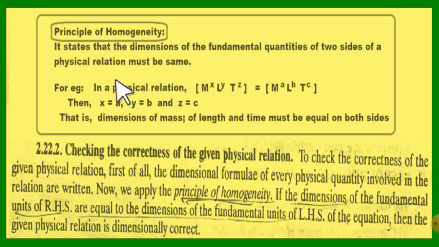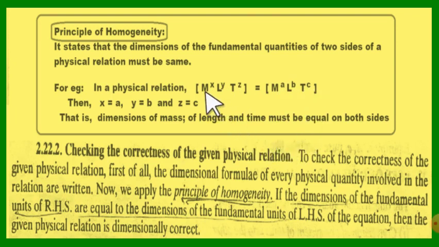Suppose you are given a physical relation or equation, then you need to see the fundamental quantities involved in that expression, and the dimensions of those fundamental quantities on both sides of the given equation must be the same. That principle is known as the principle of homogeneity. Suppose you are given a relation like this: m to the power x, l to the power y, t to the power z is equal to m to the power a, l to the power b, t to the power c.